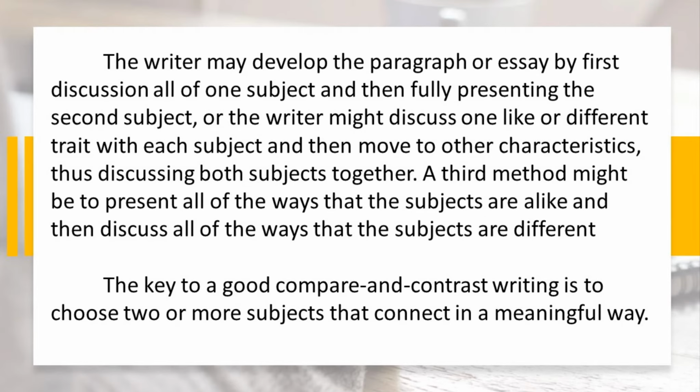The writer may develop the paragraph or essay by first discussing all of one subject and then fully presenting the second subject, or the writer might discuss one like or different trait with each subject and then move to other characteristics, thus discussing both subjects together. A third method might be to present all of the ways that the subjects are alike and then discuss all of the ways that the subjects are different. The key to a good compare and contrast writing is to choose two or more subjects that connect in a meaningful way.